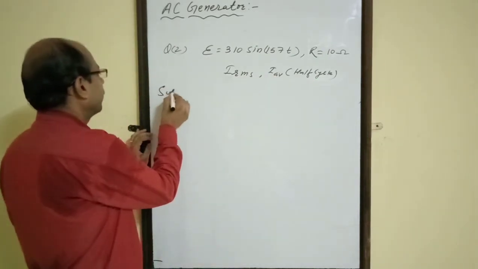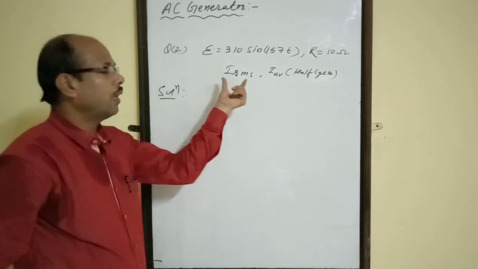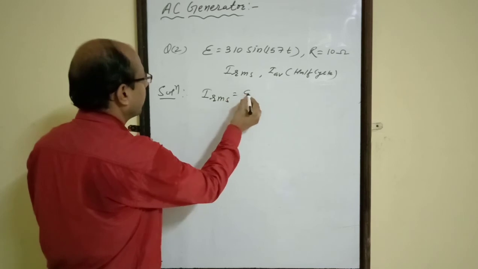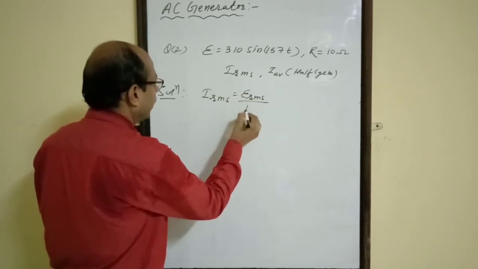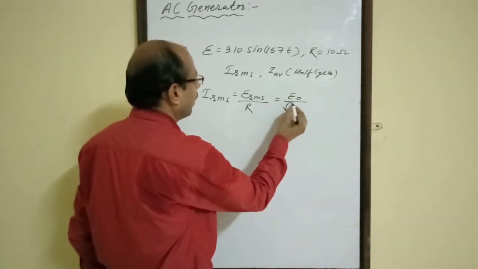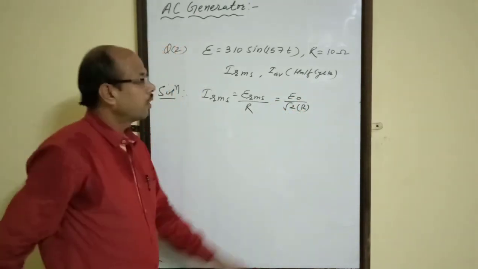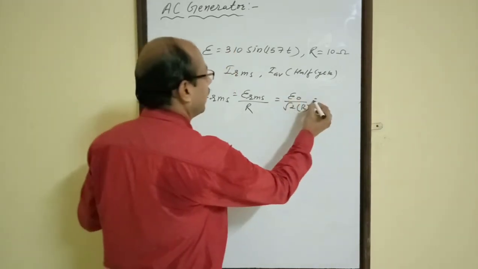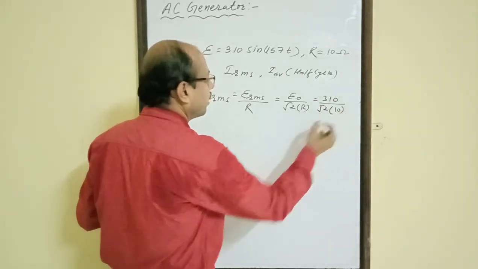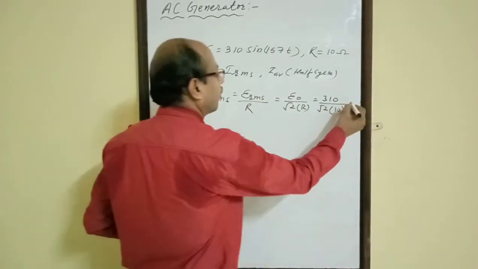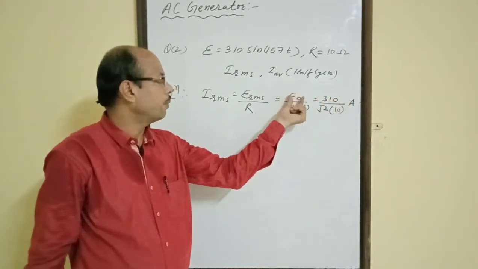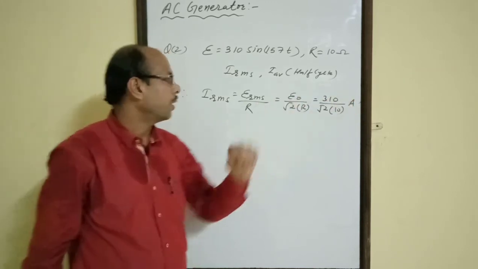So how we will solve it? First of all, I RMS. This I RMS can be written as E RMS upon R, and E RMS can be written as E naught by root 2. Now we have that E naught is 310, R will be 10, and we can solve it. It will be 310, the peak value of EMF, by root 2 and 10 ampere.